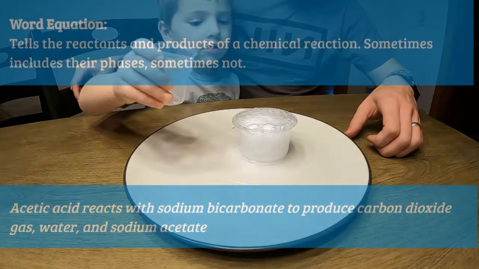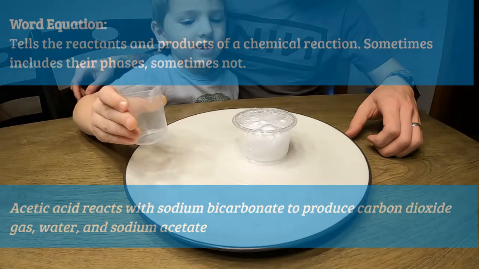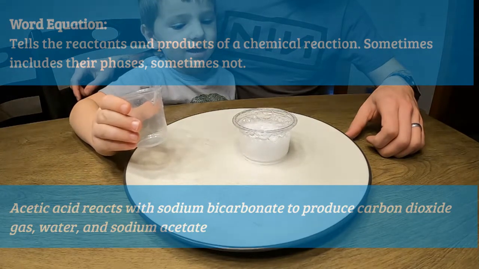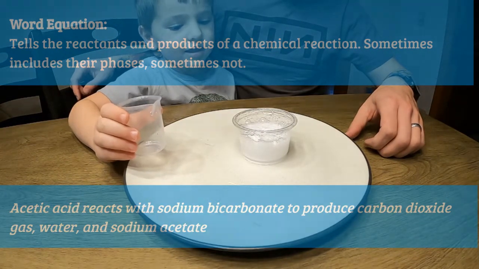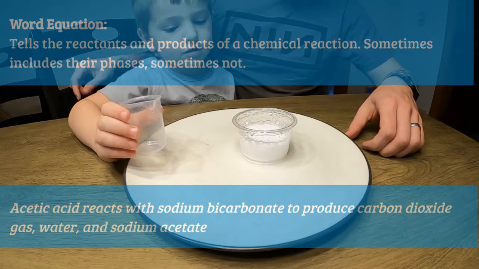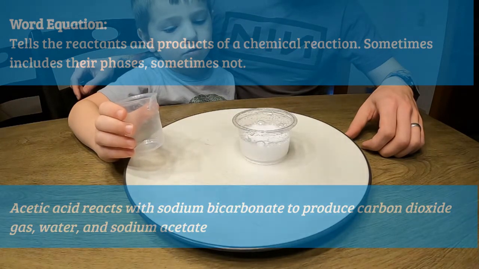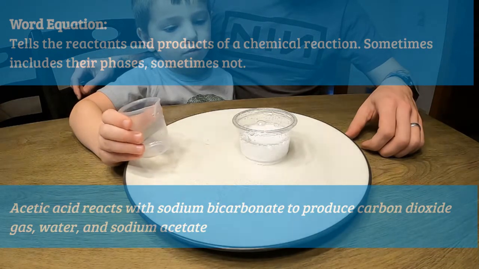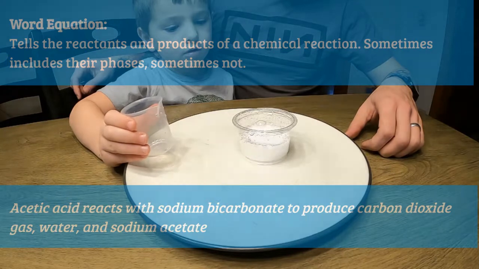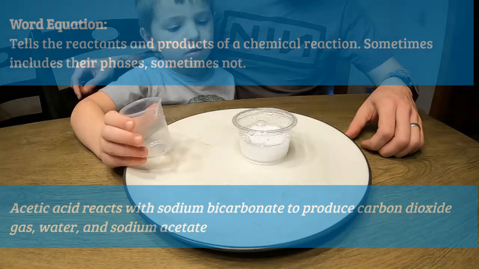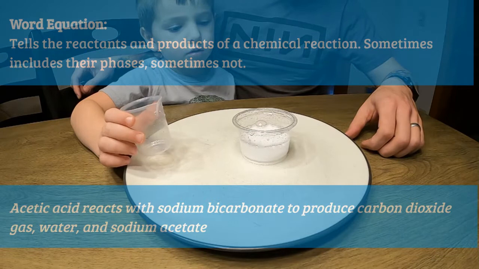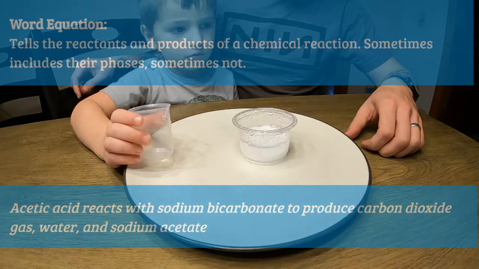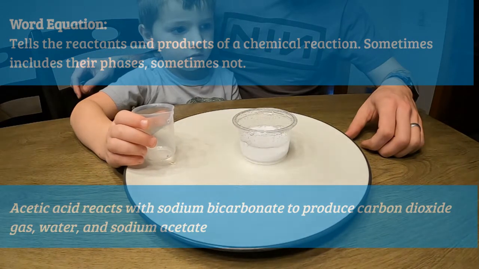The first way I'm going to explain this reaction is with a word equation. A word equation tells only the reactants, the things that are reacting, and the products, the things that are produced in the reaction. It should have their phase, but sometimes does not. The word equation for this reaction would be: acetic acid reacts with sodium bicarbonate to produce carbon dioxide, water, and sodium acetate.